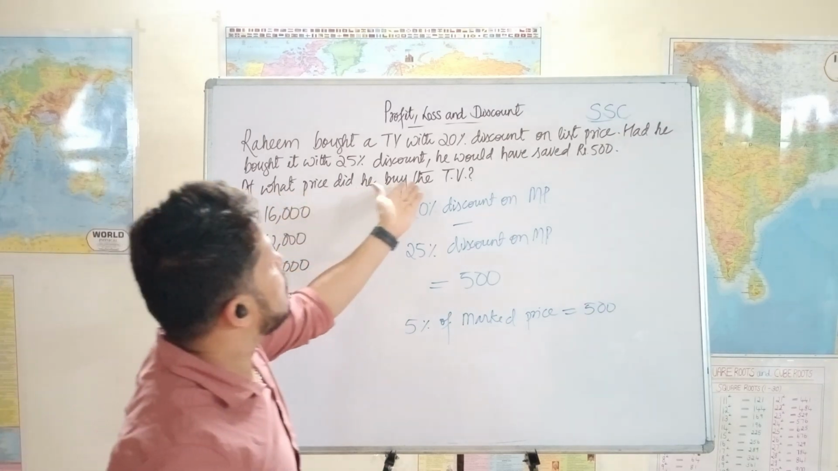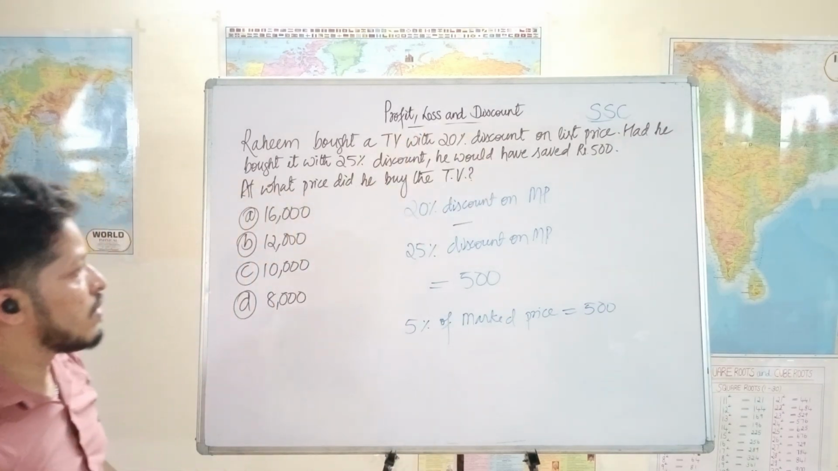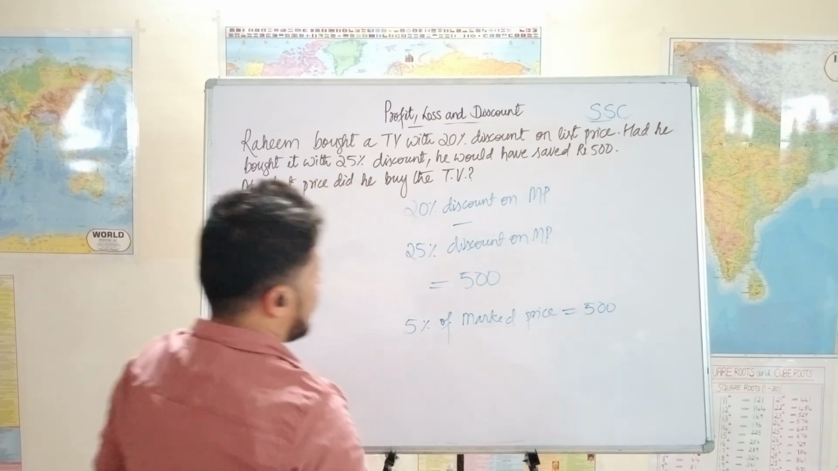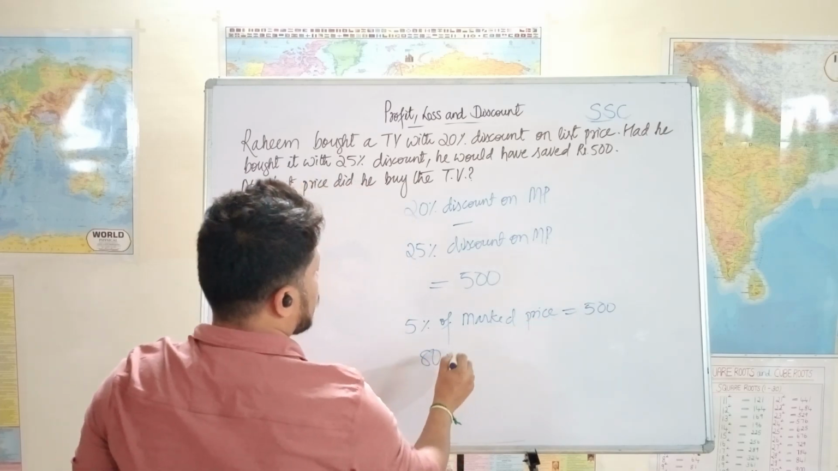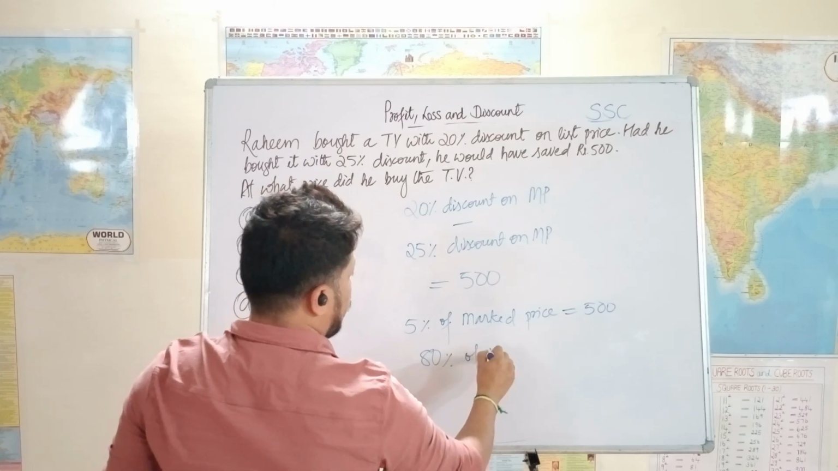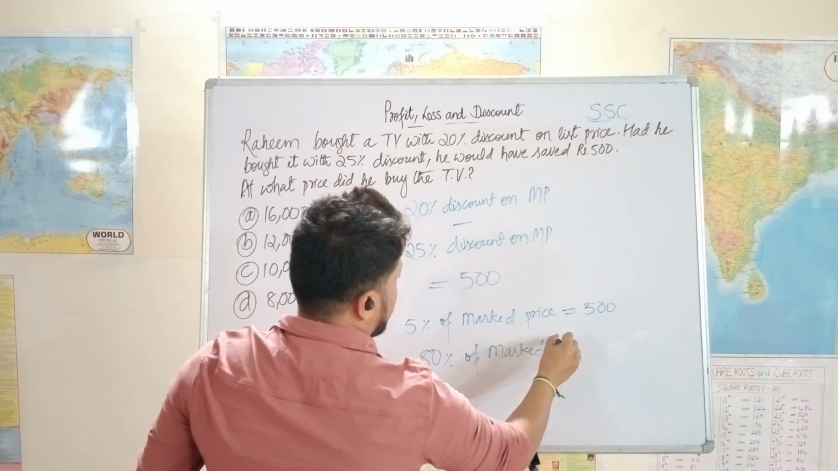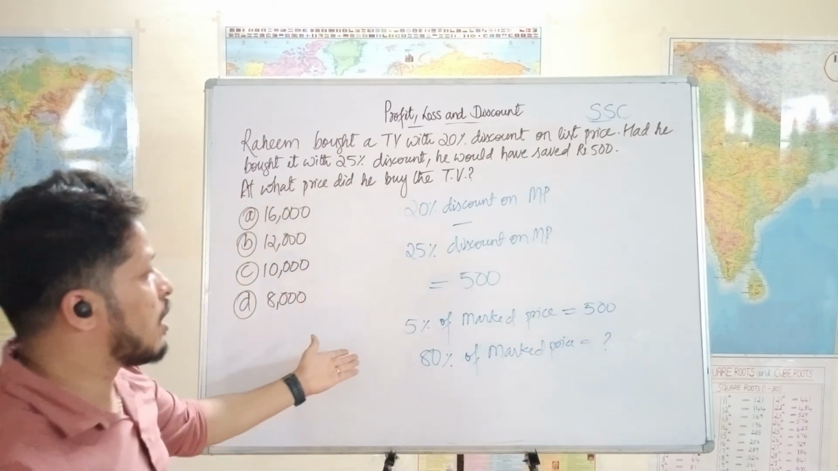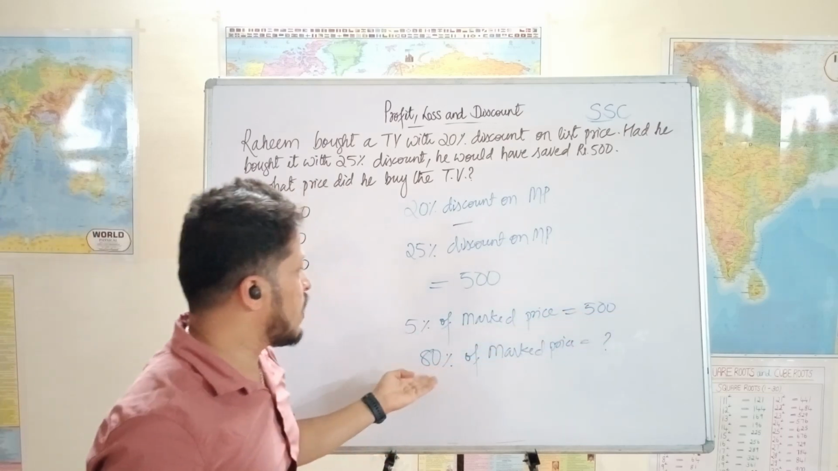At what price did he buy the TV? He bought it at 80% of the cost. 5% of the mark price is 500, but he bought it at 80% of the cost. First 20% discount will be there, right? So 80% of mark price is equal to what? It is cross multiply. 5% of the mark price we know is 500. So what is 80% of the mark price?